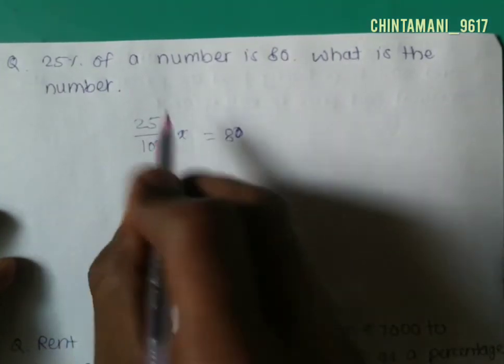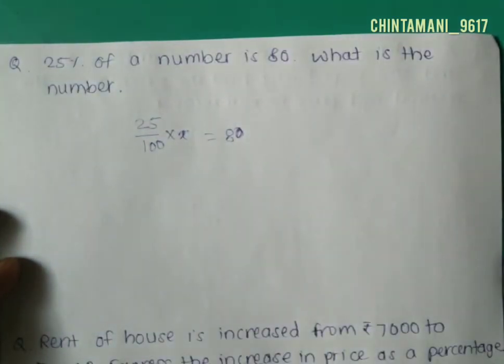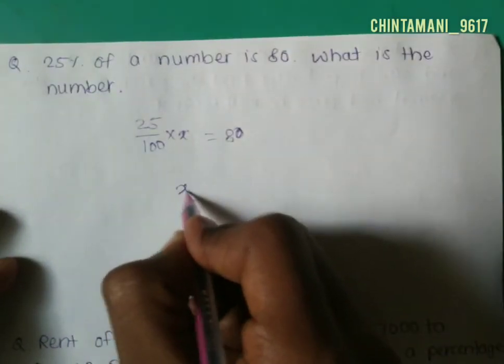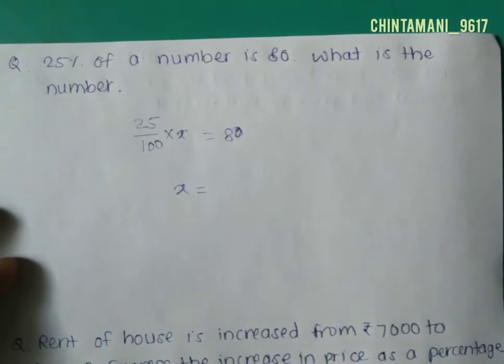As simple as that. We have been given the equation, just write it down here. So what will be our value? x is equal to 320.